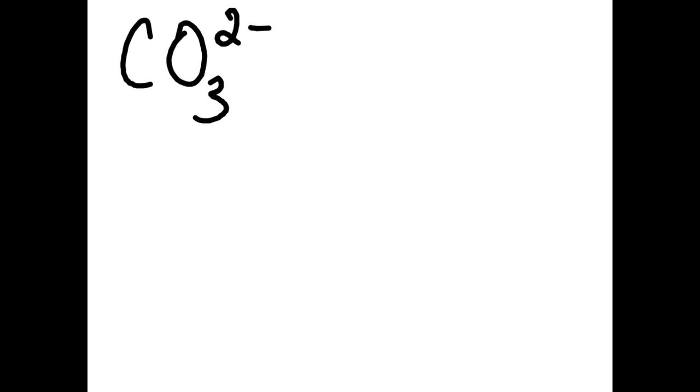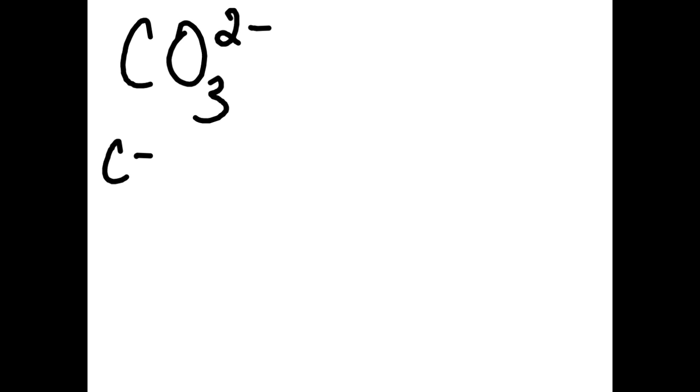Okay, this is the polyatomic ion carbonate. Let's draw its structure. This will be no more difficult than the one we just drew as long as you understand the process. Okay? As long as you understand the process. What is the first thing I need to do?